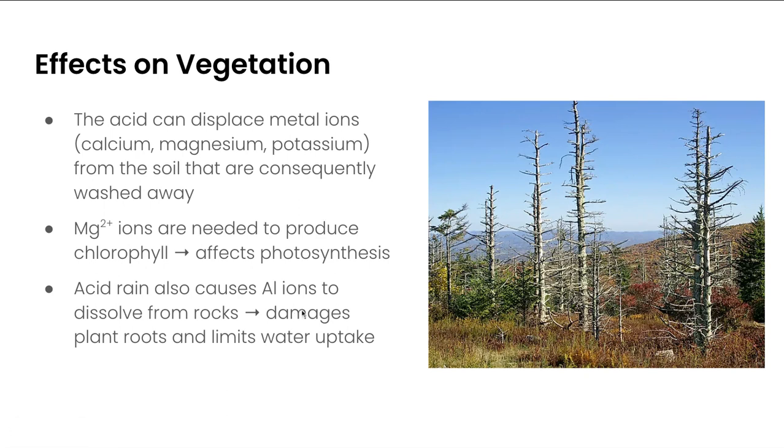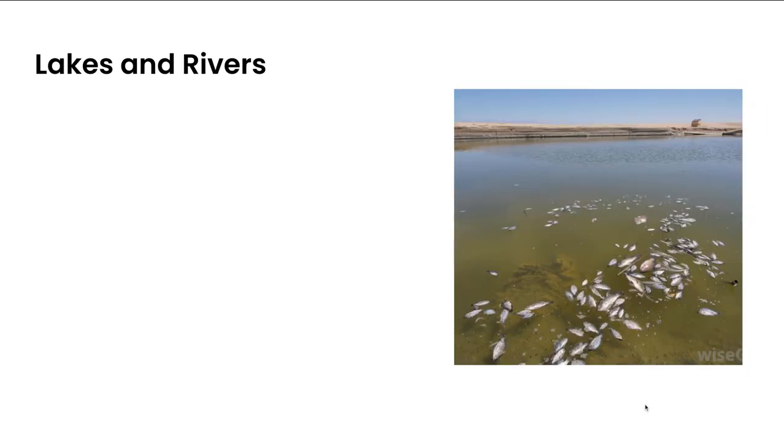Acid rain can also cause aluminum ions, so Al3+ ions, to dissolve from rocks. And so when this happens, that can damage the plant roots. It can limit the water uptake in the plants. And so what results from this is you get these areas of vegetation and trees where the leaves are either all gone or they're yellowing because of the lack of chlorophyll here. So it's not good. All right, let's talk about lakes and rivers then.